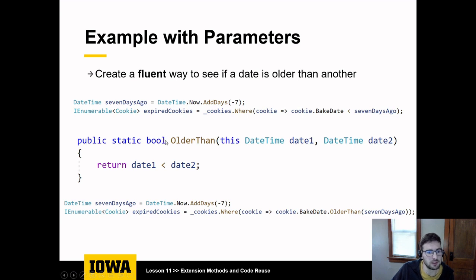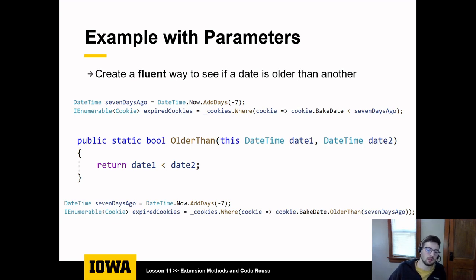It returns a Boolean because Where wants a method that returns a Boolean, and it's extending the datetime object, and then it's also taking another datetime object as a parameter. And then you can see when we go to use it, it reads much more fluently, like give me the cookies where the bake date is older than 7 days ago, right? See how nice that reads? It's obvious to me what's going on there. Whereas this might take a few seconds for me to wrap my head around it, okay?